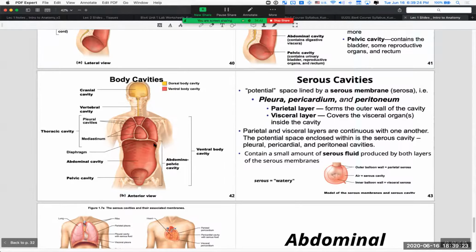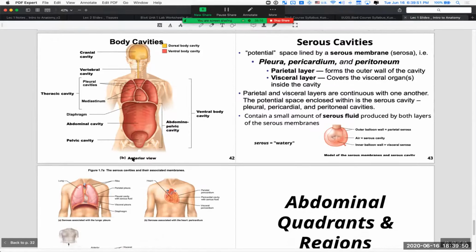It's the layer that adheres to the abdominal cavity or the inner surface of the thoracic cage, so it's going to be the more external one. The deeper, more internal one, which covers the internal organ directly, is the visceral layer, whether it's the visceral pericardium, visceral pleura, or visceral peritoneum.